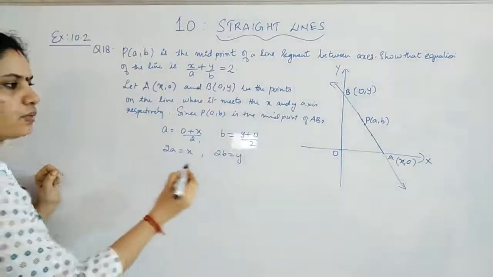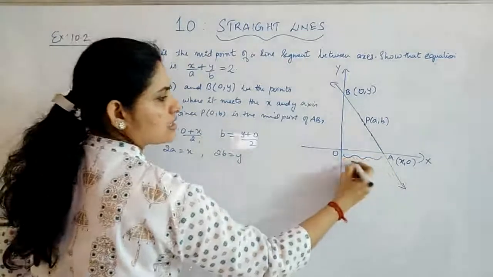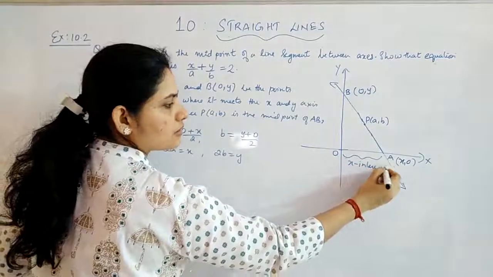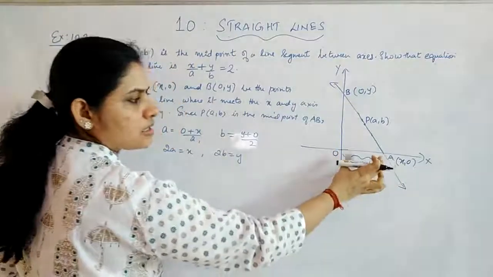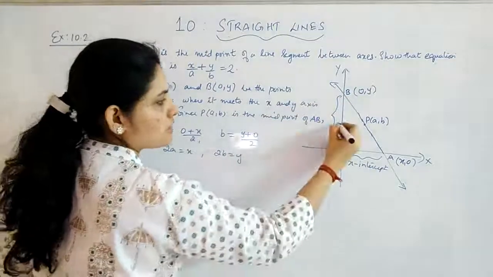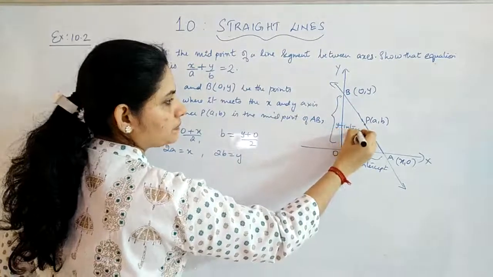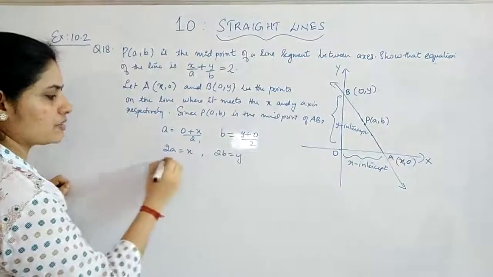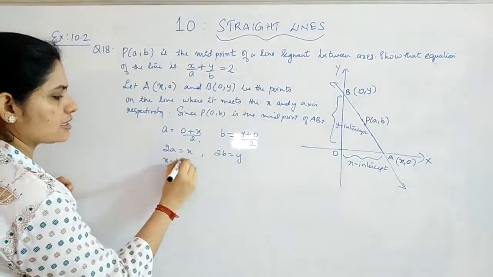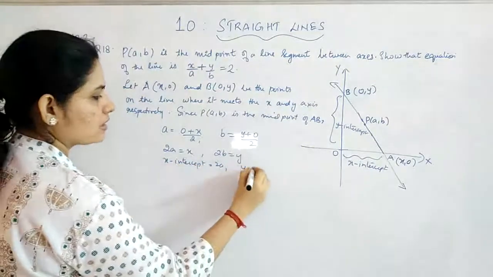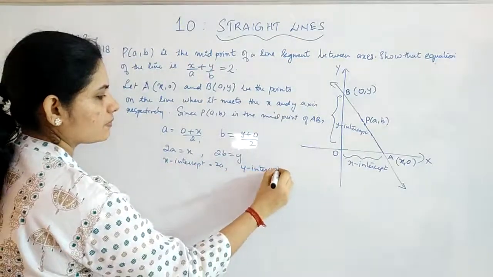Now actually what is x here? x is this distance, your x-intercept, the distance where the line touches the x-axis, and this distance is giving you your y-intercept. So you have got your x-intercept and y-intercept. Therefore the x-intercept is 2a and the y-intercept is 2b.